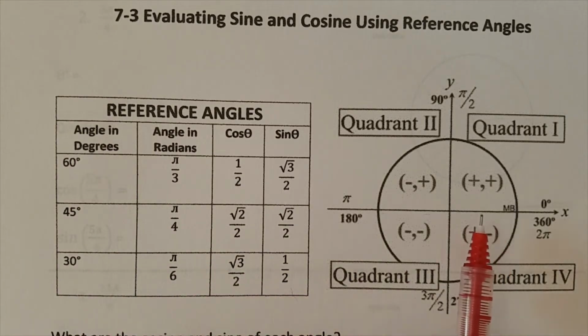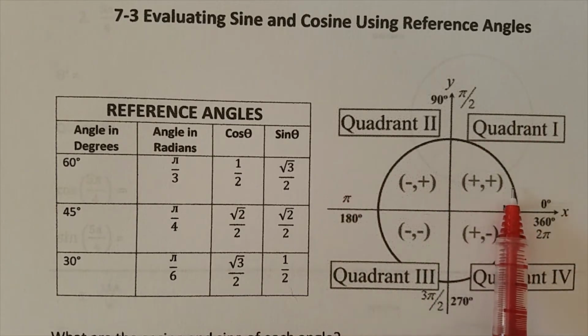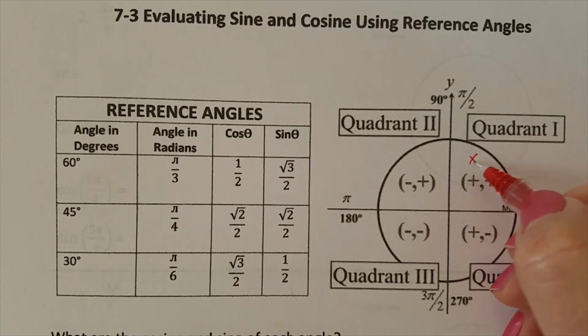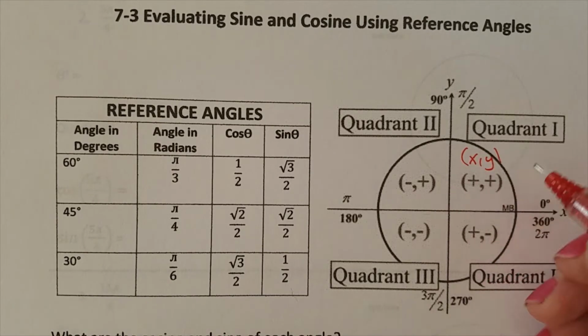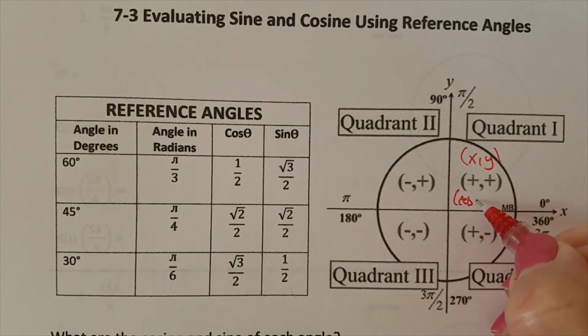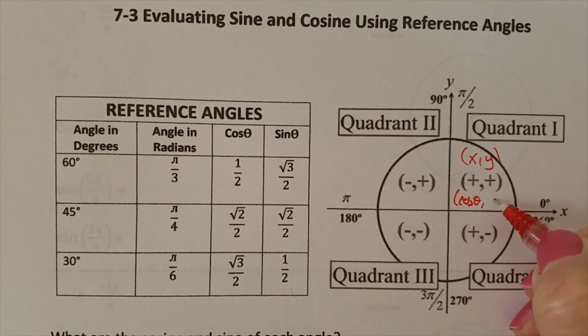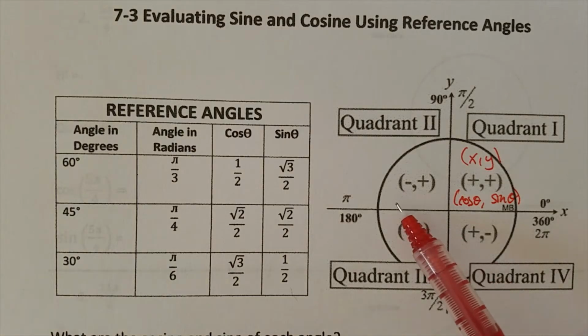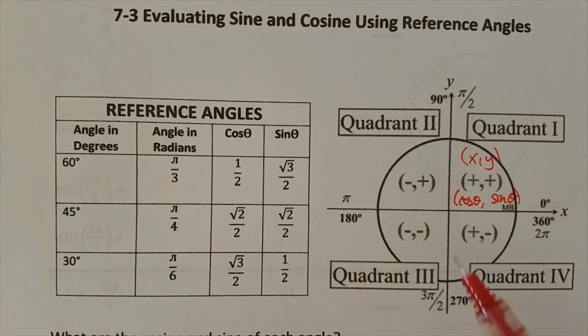Now, keep in mind, we're on a coordinate plane. So if we're in quadrant 1, just like this is x and y, you also have cosine and sine. So in quadrant 1, cosine and sine are both positive. Quadrant 2, cosine is negative, sine is positive. Quadrant 3, both cosine and sine are negative. And in quadrant 4, cosine is positive and sine would be negative.